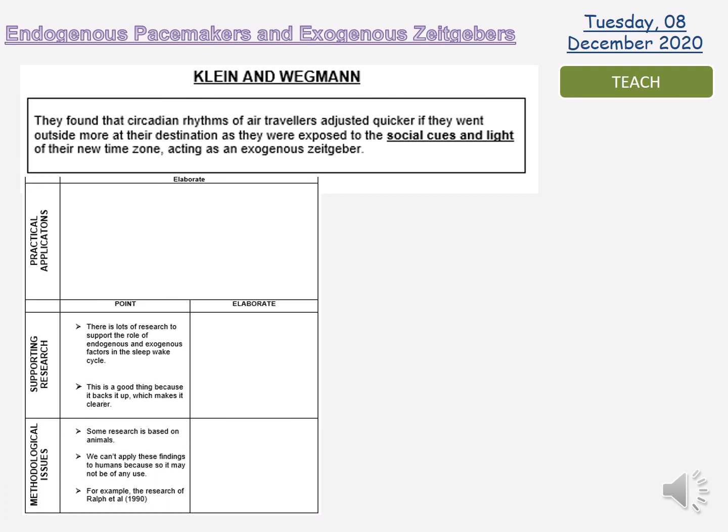What I'd like you to do is to pause the video and have a look at the practical applications of this. You may want to consider productivity, you may want to consider sports, and elaborate on what this finding can do in terms of a practical application. Also, what I want you to do is have a look at the support and research for the role of endogenous and exogenous factors, okay? And you may want to refer to other studies, and also you may want to discuss the methodological issues of the studies that we have looked at so far.